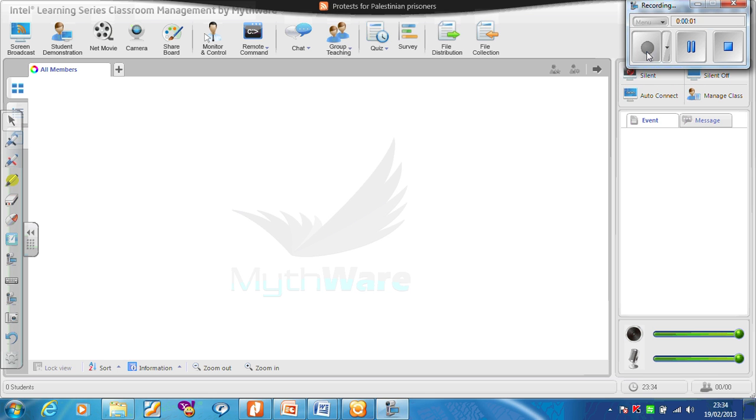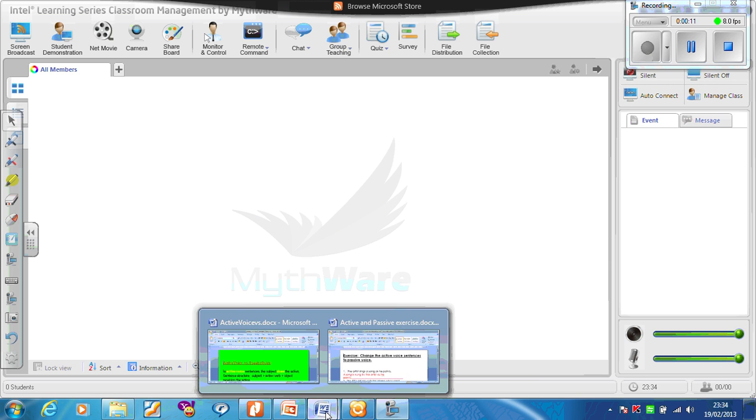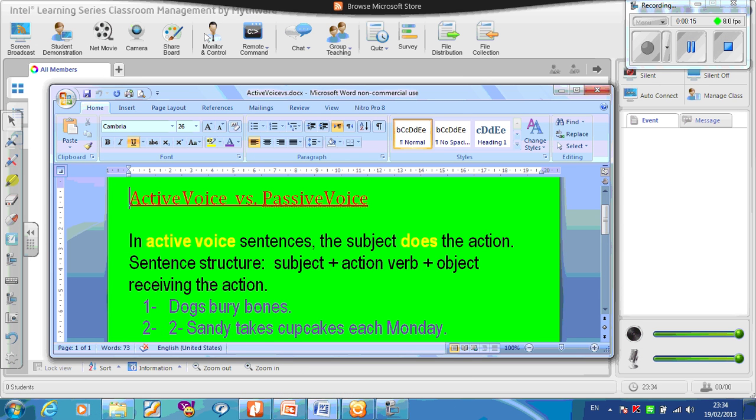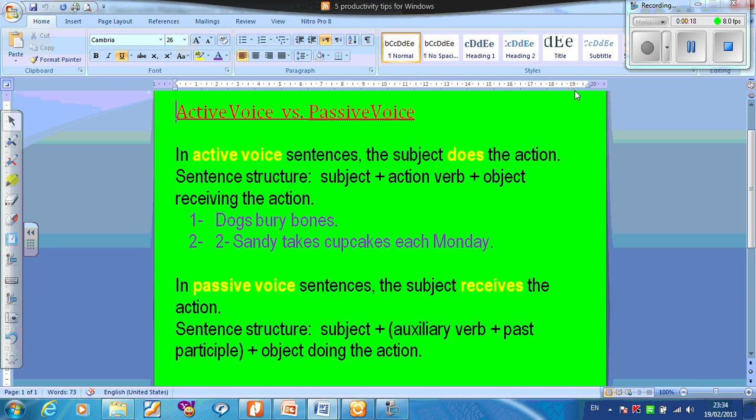Good morning, class. Today we are going to continue our lesson on active and passive. Active voice versus passive voice. In active voice sentences, the subject does the action. The sentence structure is subject plus action verb plus object, the object being the one receiving the action.